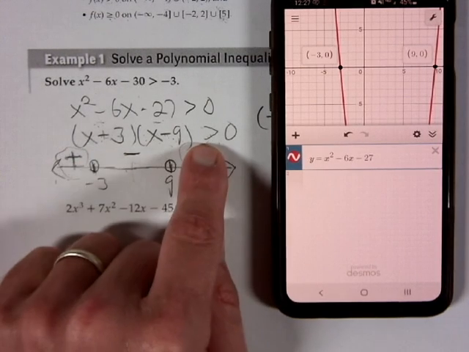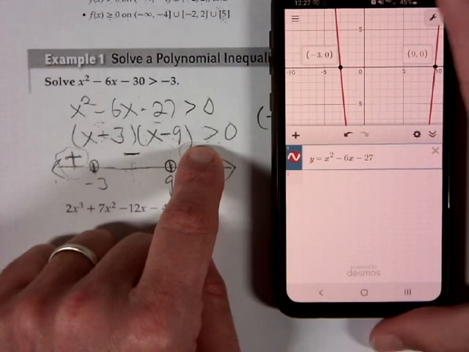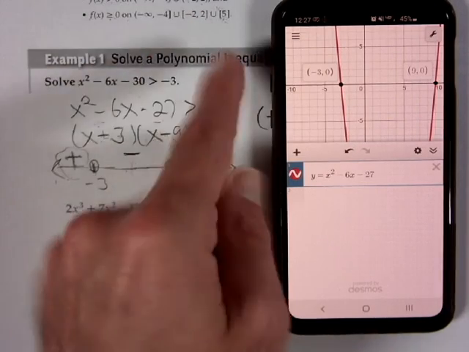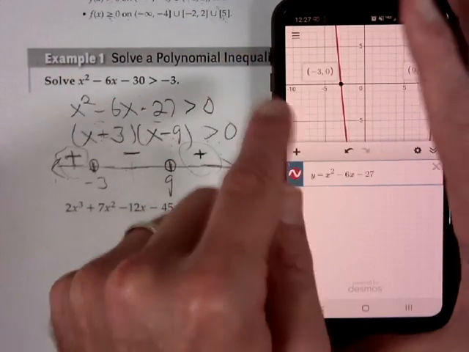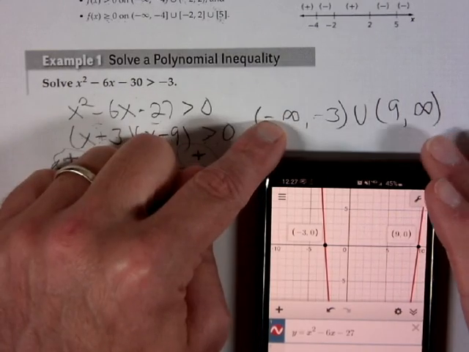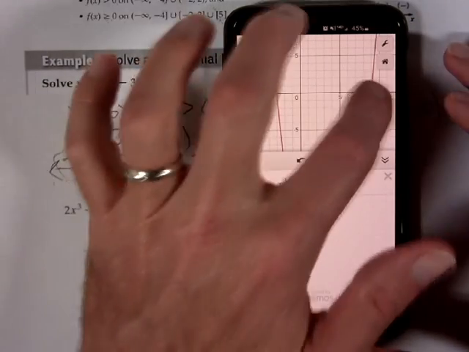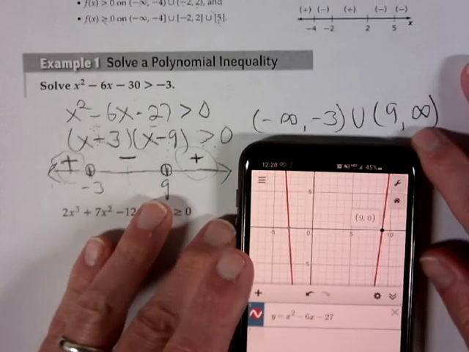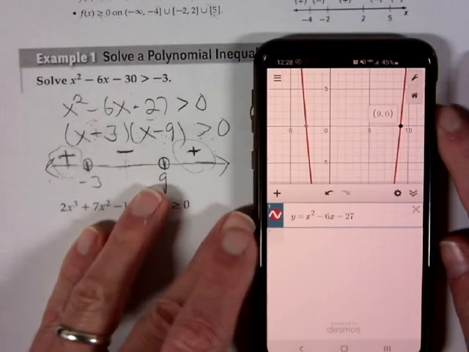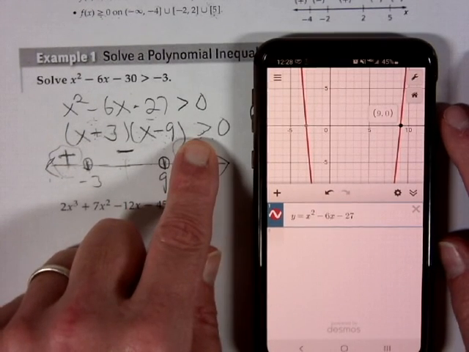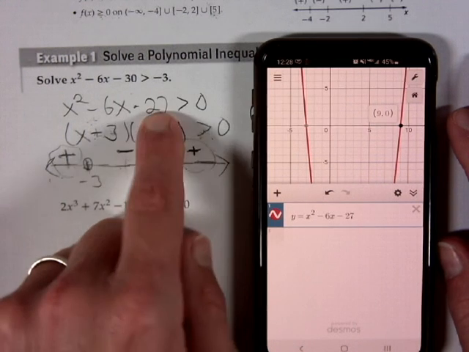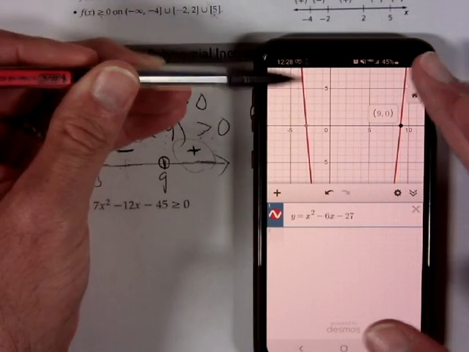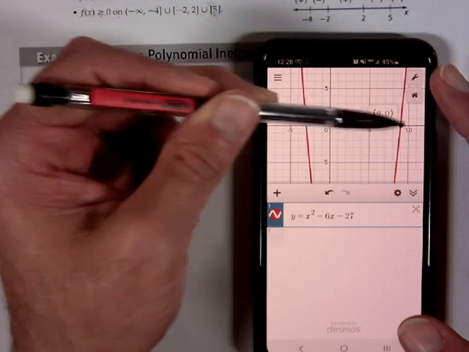But look, where is the graph greater than 0? Well, the graph is greater than 0, or above the x-axis, from negative infinity all the way up to negative 3, which is the first interval we got, and then also from 9 up to positive infinity, which is the second interval we got. So again, when you're looking at the graph, you want all parts of the graph, all intervals of the graph where the function is greater than 0. Well, where is it greater than 0? Up above the x-axis, which is this first interval and then that second interval.